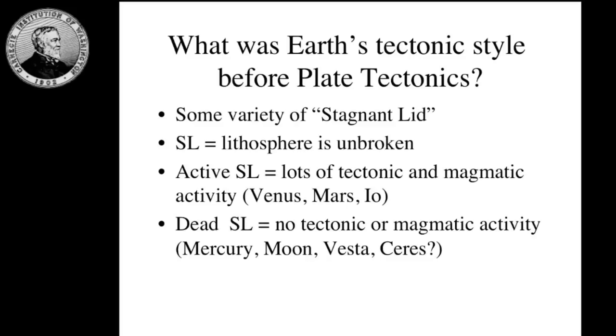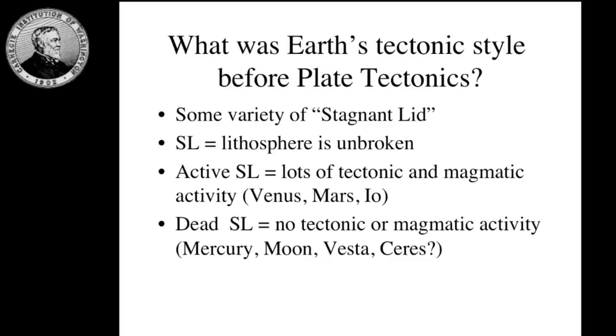And then, of course, active stagnant lid. There's lots of tectonic and magmatic activity. So Venus is an extremely active planet. It just doesn't have plate tectonics. Mars, it fires off every once in a while, but it's another one. Io, now that's an interesting one.